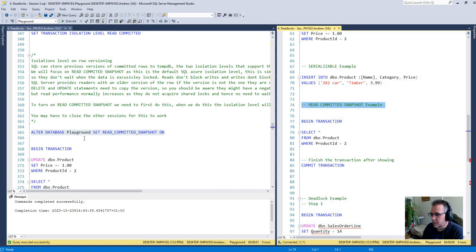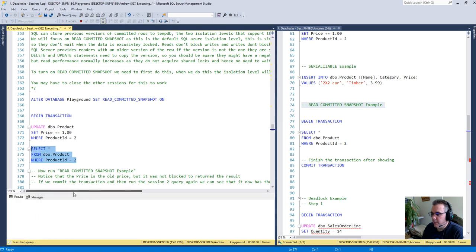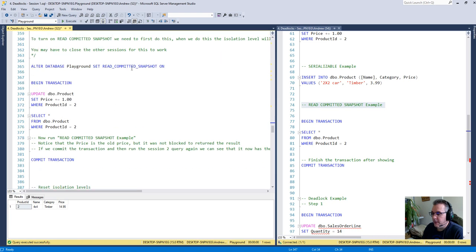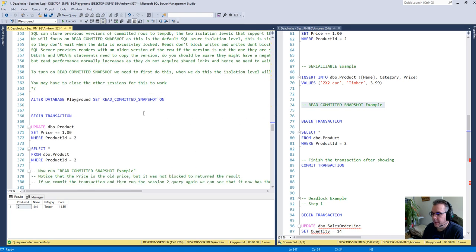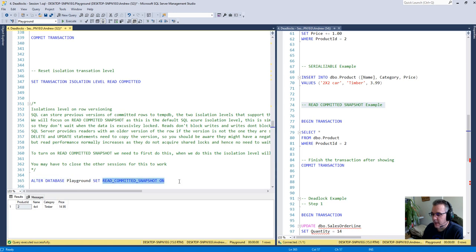Okay. So what we're going to do is find the next one. Read committed snapshot examples here. Okay, we've set that on. We're going to increase the price again. So the price is $13.95 in a transaction. Now notice all we've done is set the read committed snapshot. Previously the default was read committed, like that one. Now we've done read committed snapshot on. You'll notice the syntax is a bit different. Here we've set the isolation to read committed, but then we changed the database and set this read committed snapshot on flag.